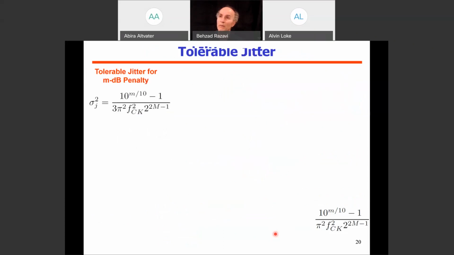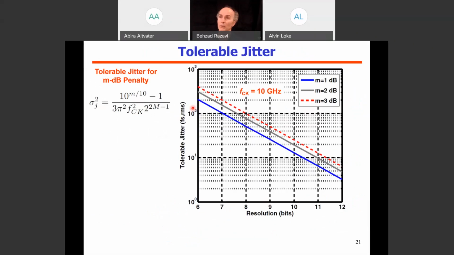So we have this equation, and we already found the trade-off between the power consumption and jitter of the PLL. So that was this equation. Okay, so before we go there, I just wanted to mention a few things. Let's try to quantify how much jitter is necessary for different types of resolutions and for different amounts of SNR penalty. So here I have plotted the tolerable jitter as a function of the resolution for 1, 2, or 3 dB of SNR penalty. I'm assuming that the clock frequency, the sampling rate, is 10 gigahertz.